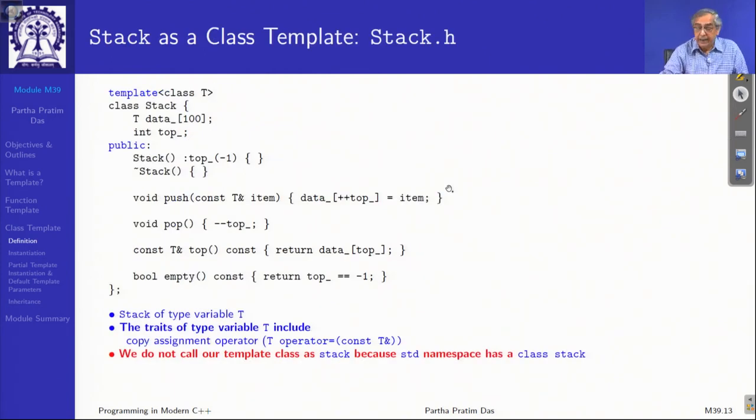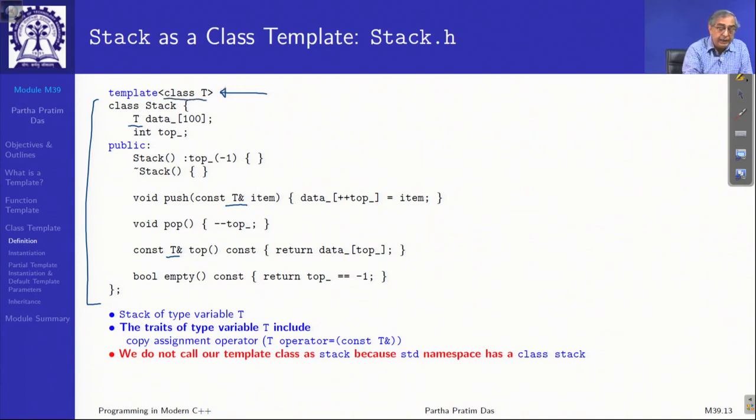So, let us write stack as a template. There is no difference. All that is done is, as I said, we have changed these 3 positions to type T, the type variable T. Everything else in this class remains the same. I have added a first line which says template within angular brackets class T. This tells that in the following definition of the class, T is a type variable, and whenever I want, I can replace a type for T and get the stack of a specific type.